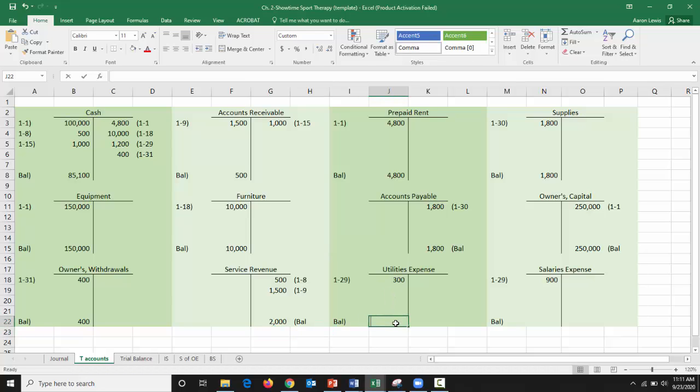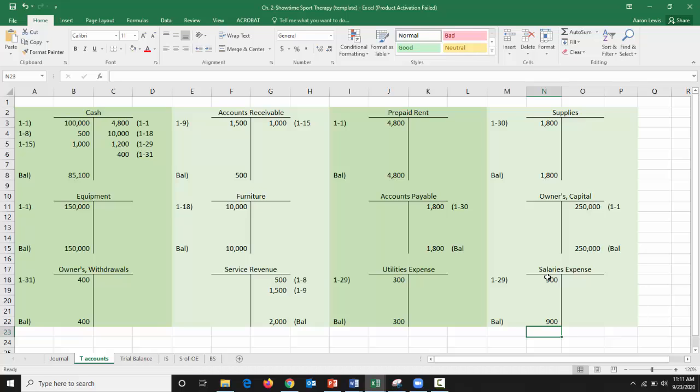For utilities expense, we only have one, and that was for $300. Utilities expense, like all expense accounts, goes up with a debit, down with a credit. Add your debits, subtract your credits. We only have one thing. Let's bring down that $300, and let's bring down our salaries expense to get to $900.